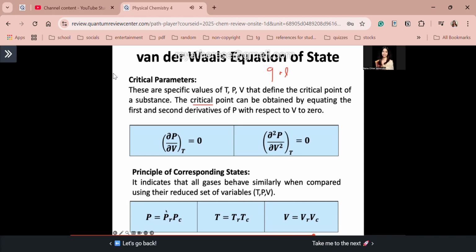Okay? So, ang equation ay P is equal to PR, your reduced pressure, times the pressure at the critical point. And the temperature is equal to the reduced temperature times the temperature at the critical point. And volume is equal to the reduced volume times the critical volume. Okay? Yan.